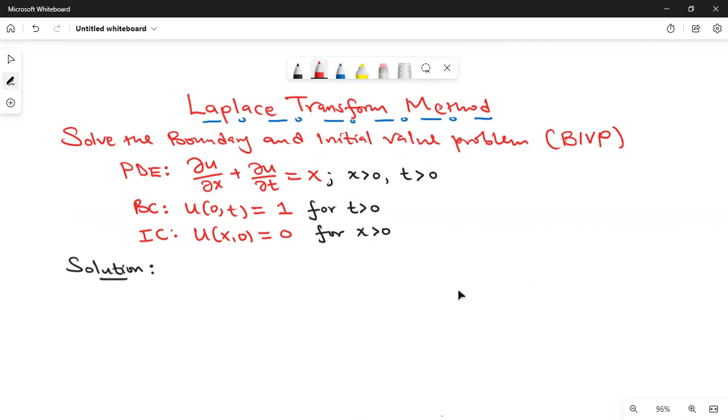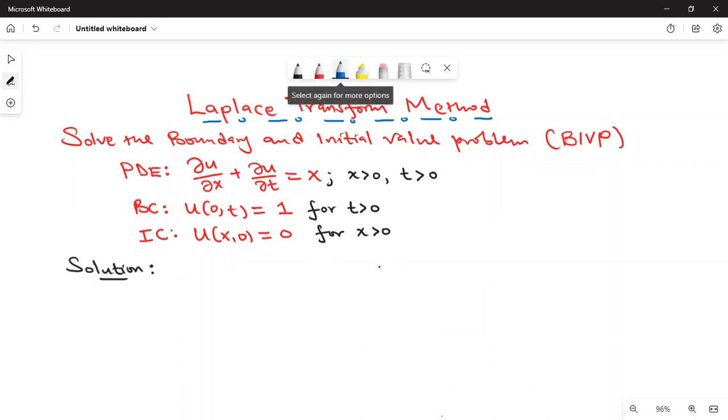In particular, we are given the PDE that partial u partial x plus partial u partial t is equal to x, and the boundary condition at x equals 0 is 1. And the initial condition is that u of x, 0 is equal to 0. Now, this method entails 4 steps.